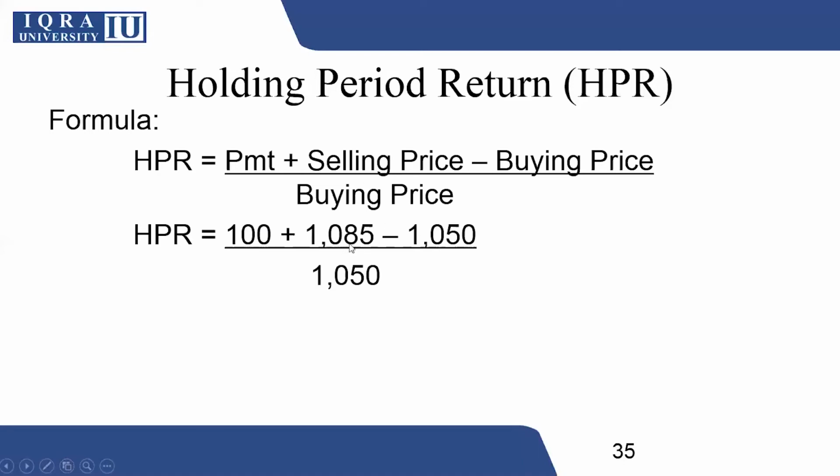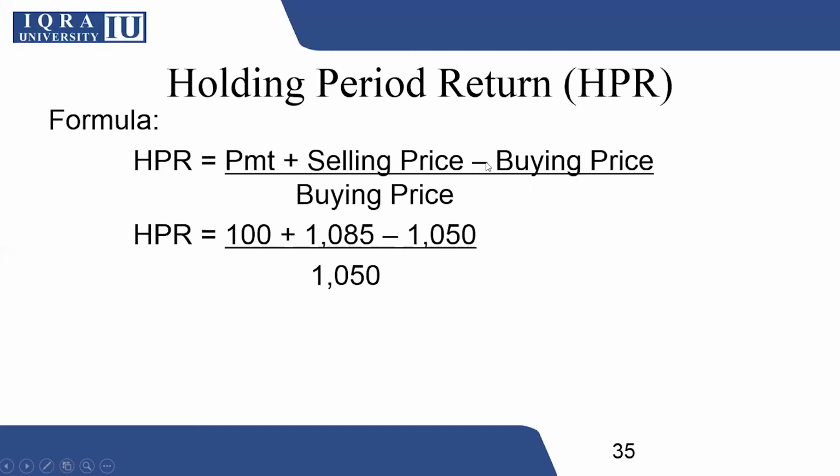Selling price is 1085 and the buying price is 1050. When you subtract these two pieces of information, selling price and buying price, the difference might be a capital gain or it might be taken as a capital loss, depending on whether you are selling at a higher price or a lower price. So the mathematical working is important here.